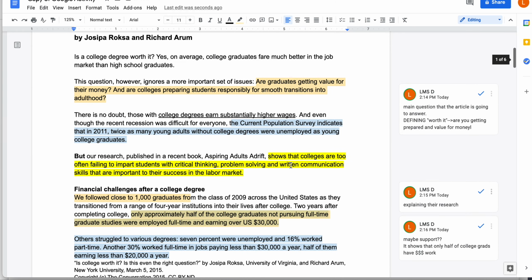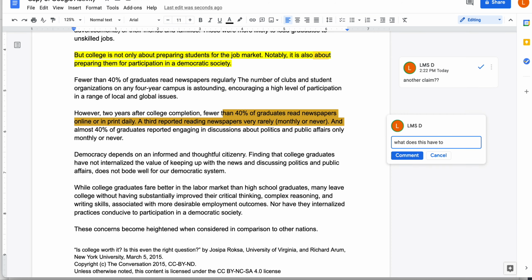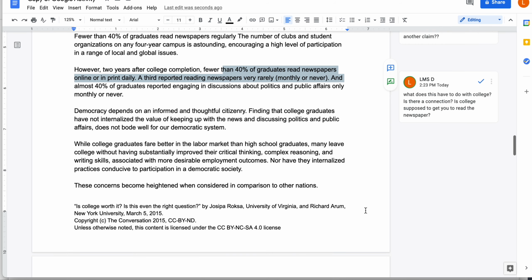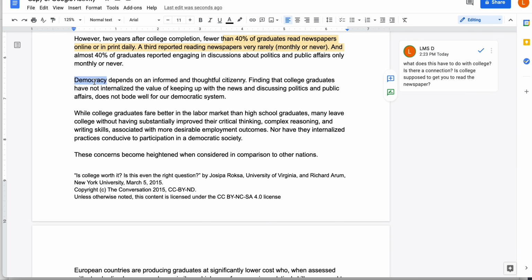Then it's talking about graduates reading newspapers 2 years after college completion. Fewer than 40% read newspapers. Okay, so my question is, what does this have to do with college? Because when you think about the way that this article's going, I'm kind of wondering how they're building their argument. I'm starting to think maybe I don't have the right claim. This goes back to that idea of democracy.